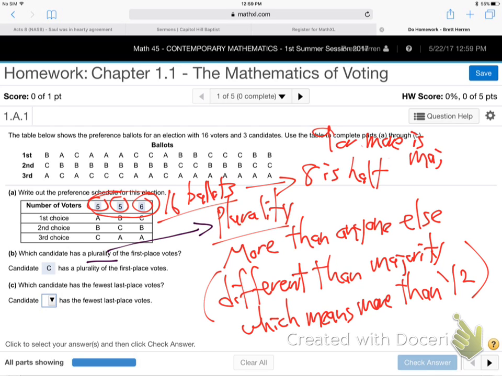Did anybody get 9 or more? No. So nobody got a majority. Nobody got more than half. So C got a plurality, more than anybody else, but not a majority.